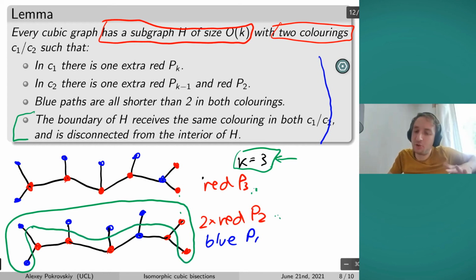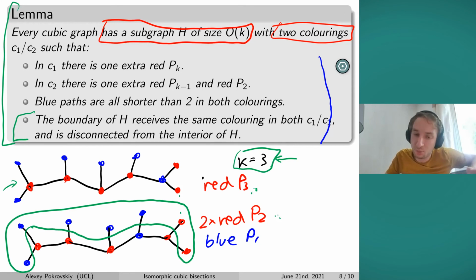So what I've drawn for you here is essentially a proof of this lemma for graphs of sufficiently large girth. If your cubic graph has sufficiently large girth, you'll find a copy of a tree like this one, and a coloring like this one proves this lemma. If your graph has small girth, then the lemma is still true, but it becomes quite a lot more intricate to prove.